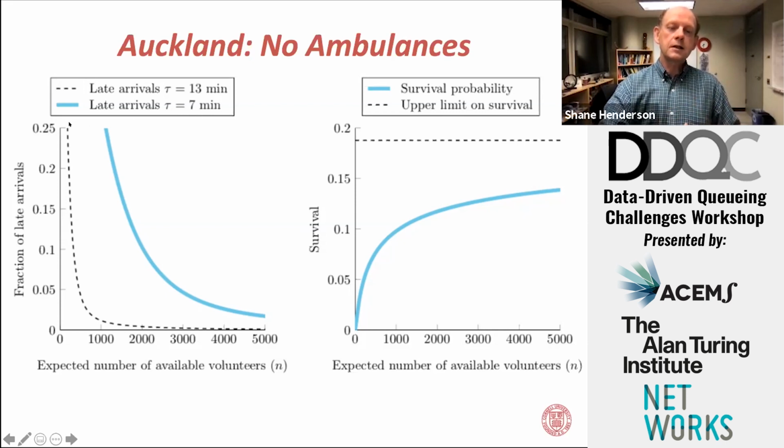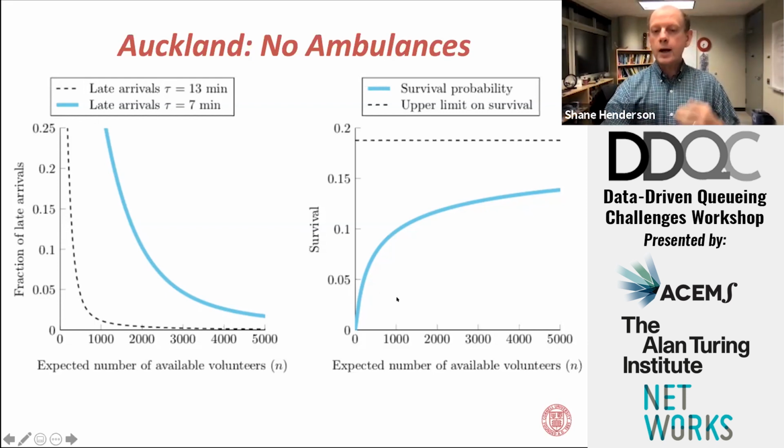So the probability that my response time is greater than 13 minutes is decreasing extremely rapidly as I increase the number of volunteers. And that makes sense, right? With enough volunteers, you're filling up the gaps in the city, and so that's going to drop. But with a more stringent threshold of 7 minutes, it's slower to improve on that threshold. And that's just because you need a greater density of volunteers to fill the gaps.